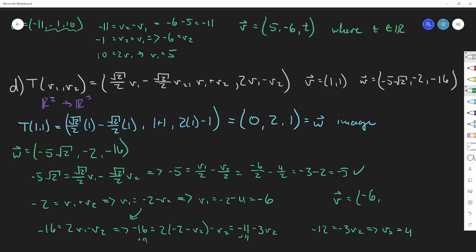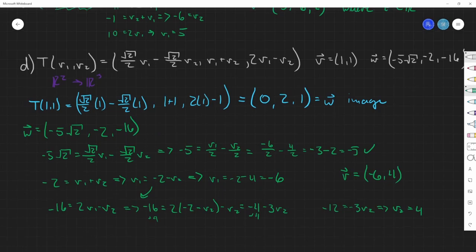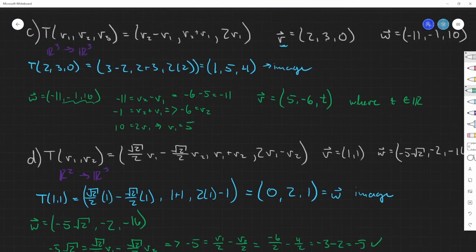Oh, that is so disgusting. Let me rewrite this. So our v, or pre-image, is going to be (negative 6, 4), QED, and that is all that I have for the examples, I think. And wow, I feel like this became so much easier. I really hope that.